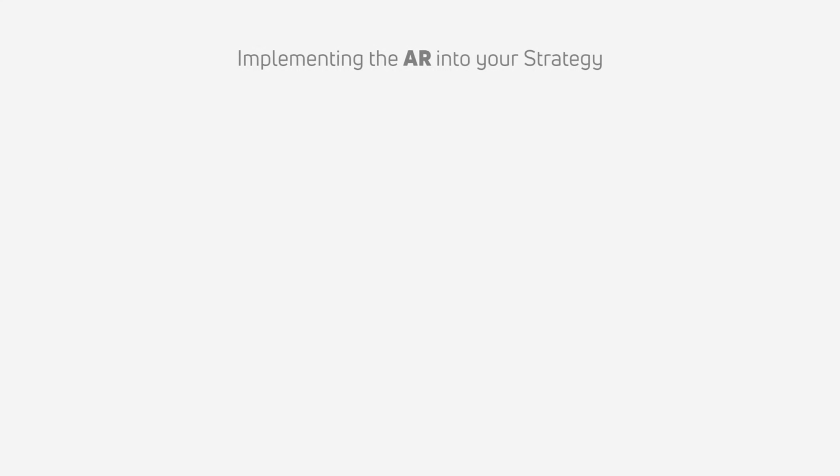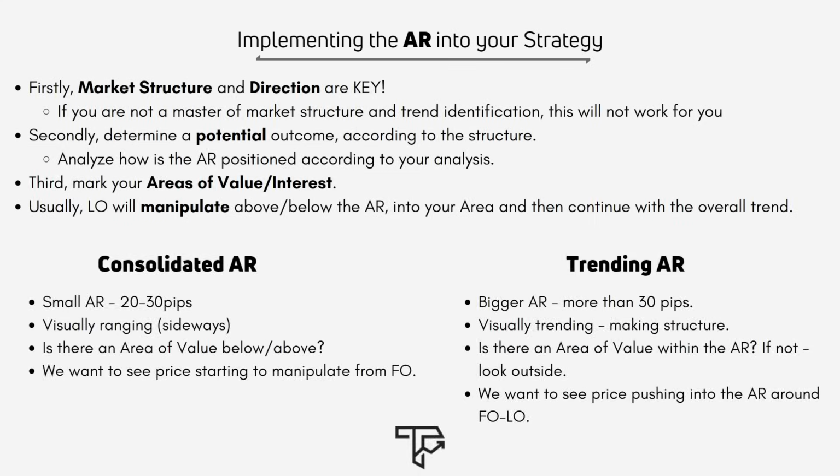Right now, it's time to actually jump into the real stuff. Okay, so how to implement the Asian range into your strategy. First things first, right? Market structure and direction are the biggest key. So if you do not know how to identify market structure, if you do not know how to identify a trend, if you don't have a system around it, this thing will not work for you. You will end up losing trades if you solely utilize what I'm about to teach you without actually having the foundational knowledge of structure, direction, and some other concepts that can also help you with that, okay?